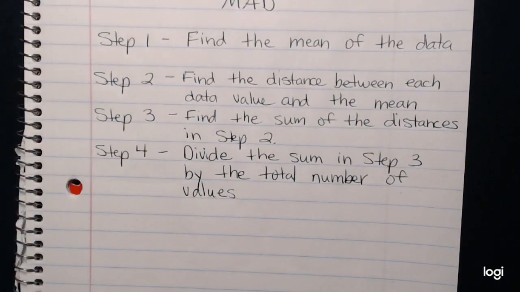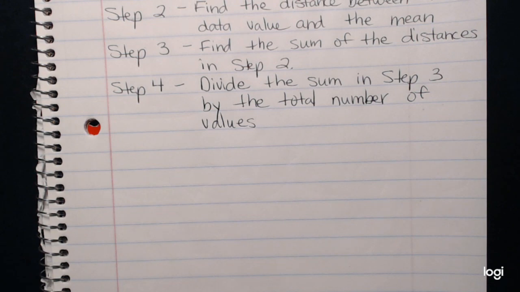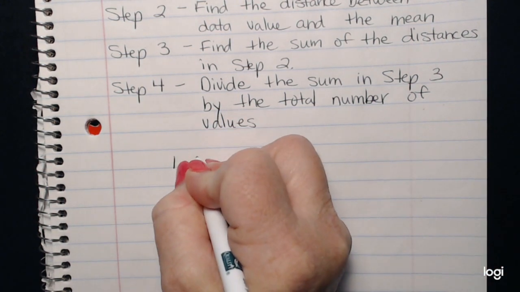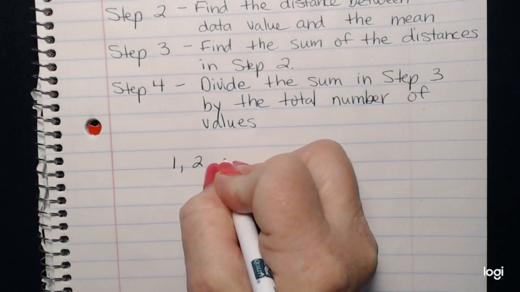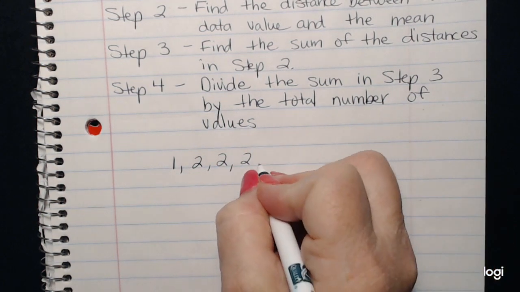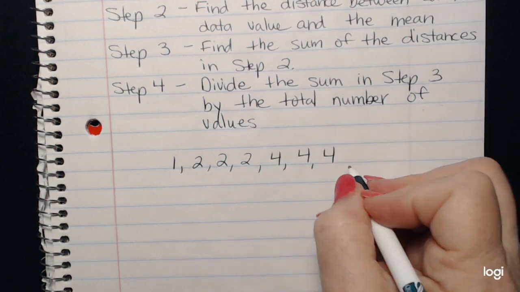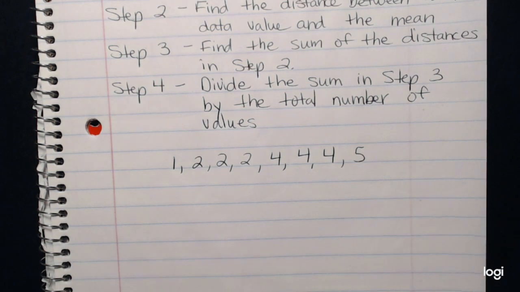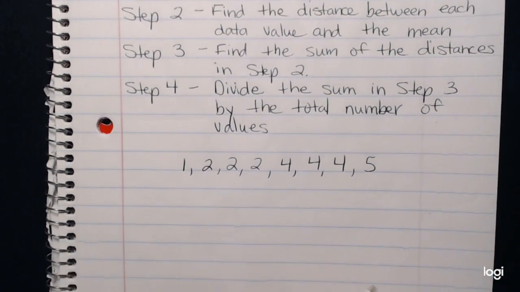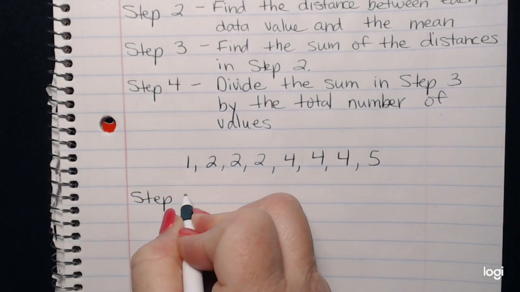All right, we're going to try one little sample here. I'm going to give you some numbers, and I want you to write these in your notebook. We're going to do 1, 2, 2, 2, 4, 4, 4, and a 5. So step 1 is to find the mean. So could you guys please add those up for me while I'm writing this down?